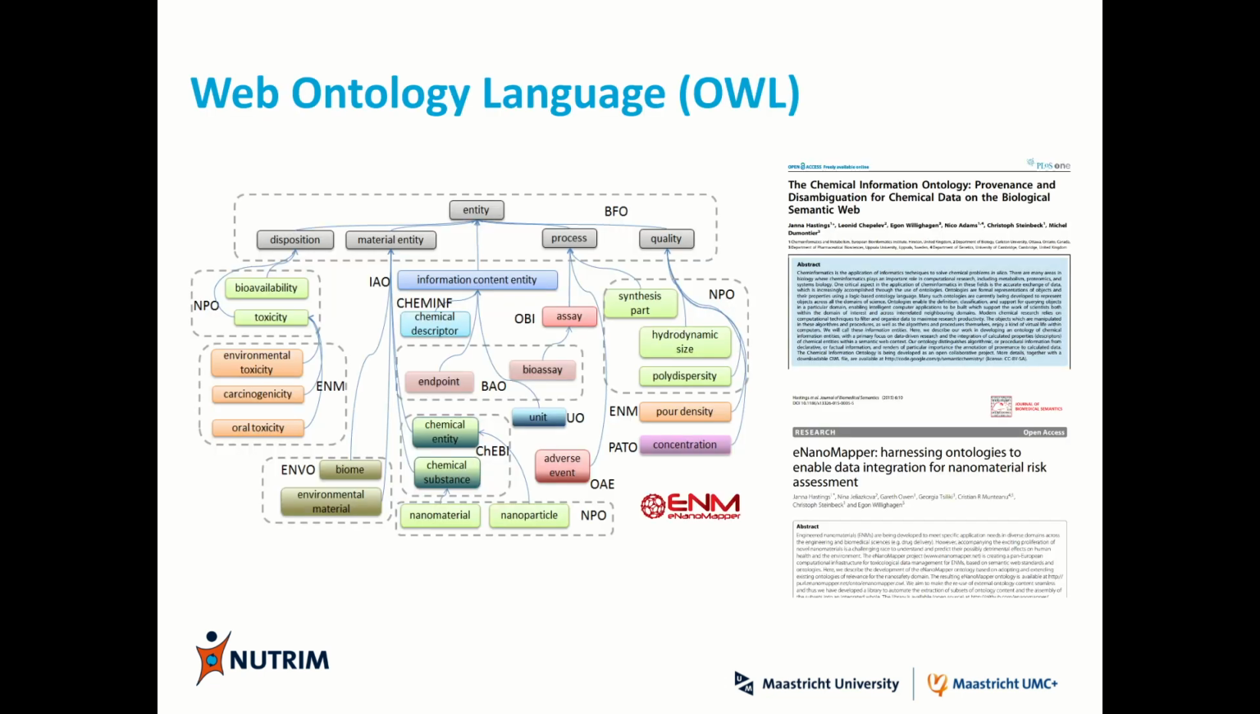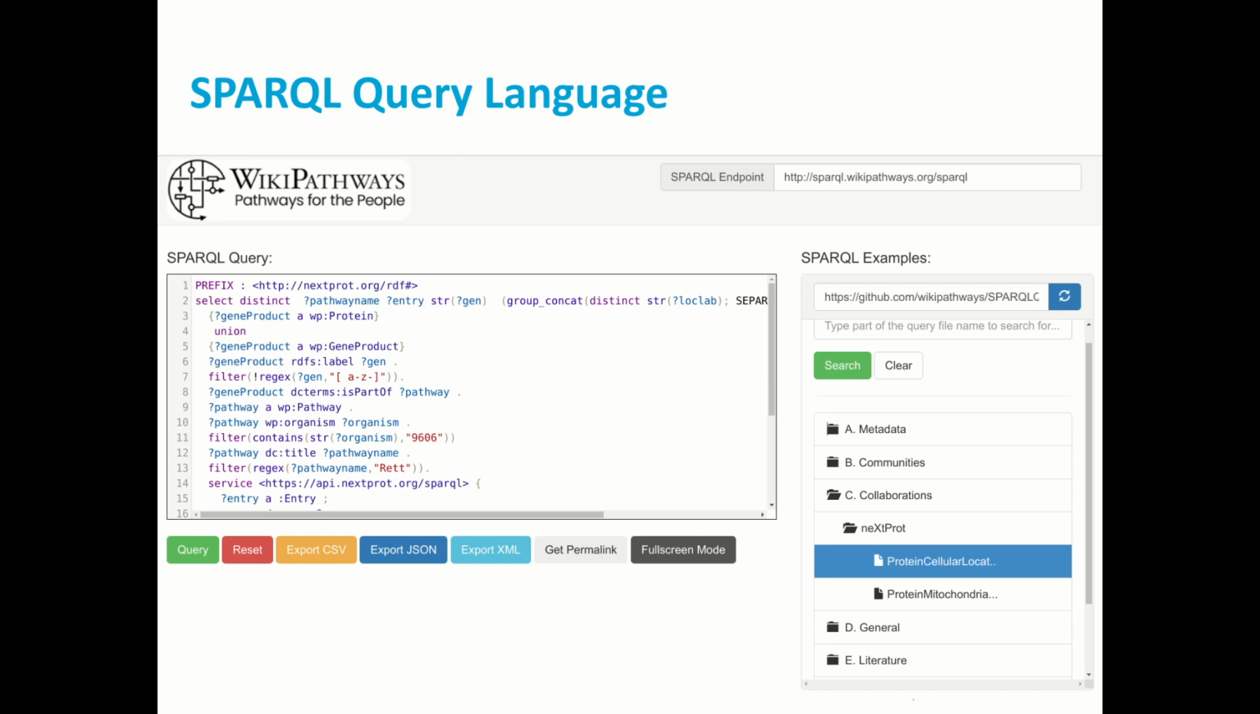When it comes to the ontologies, we actually have the Web Ontology Language, which is very convenient because the Web Ontology Language is also expressed in RDF, so we can actually access this information in an integrated way, something that we will see earlier. Some of the ontologies we have been working on are the eNanoMapper ontology for nanosafety data and the chemical information ontology for describing the chemistry of compounds, small compounds or nanomaterials.